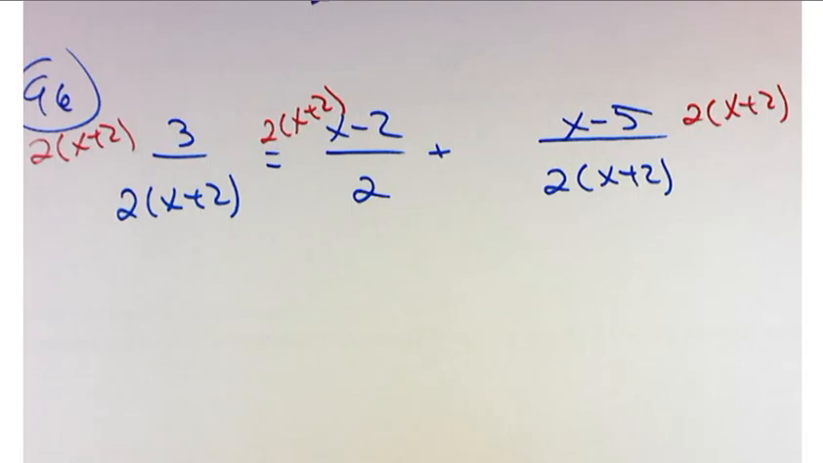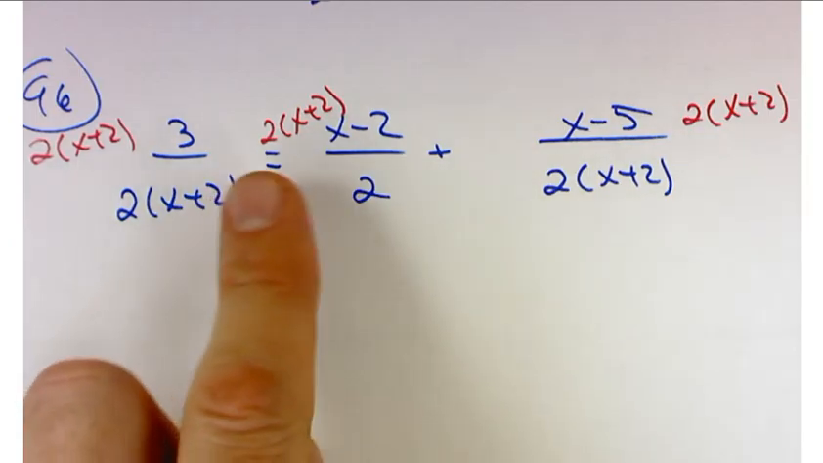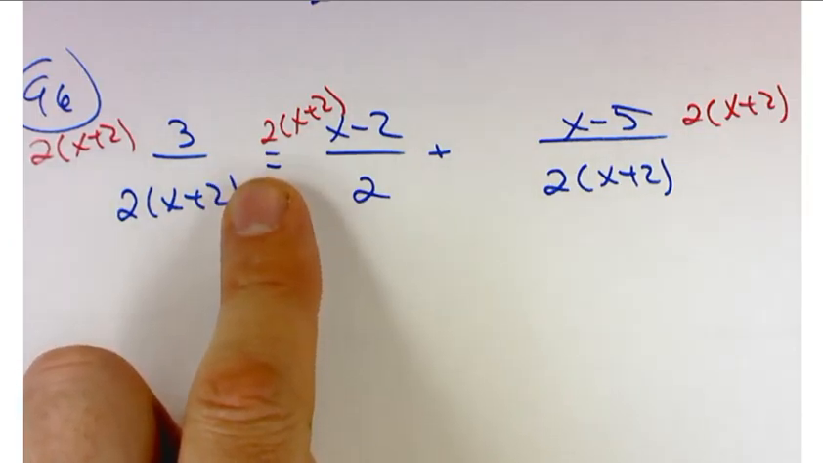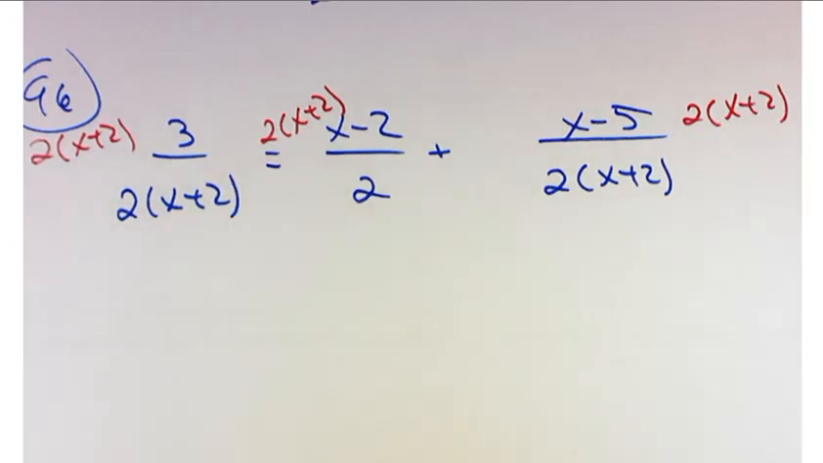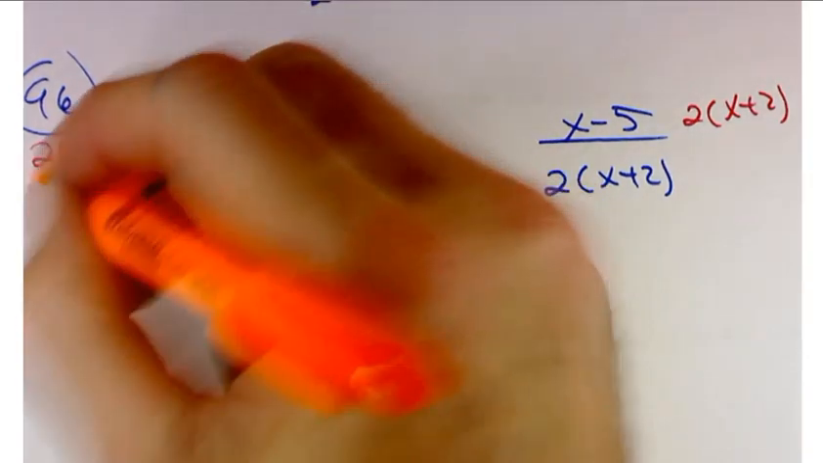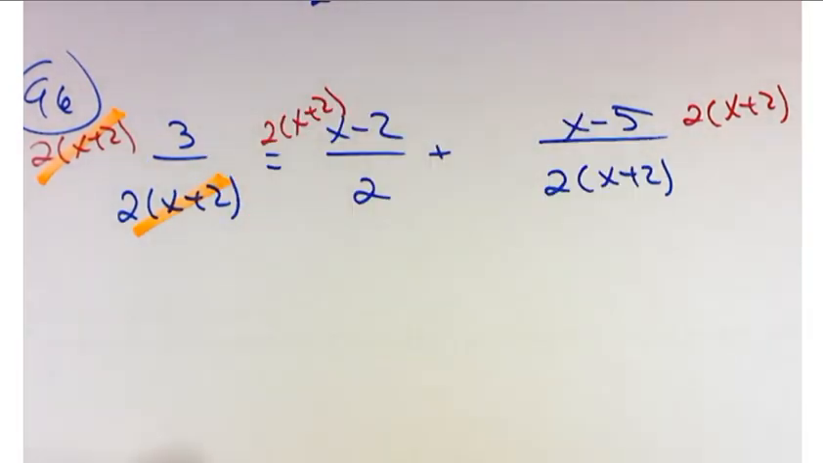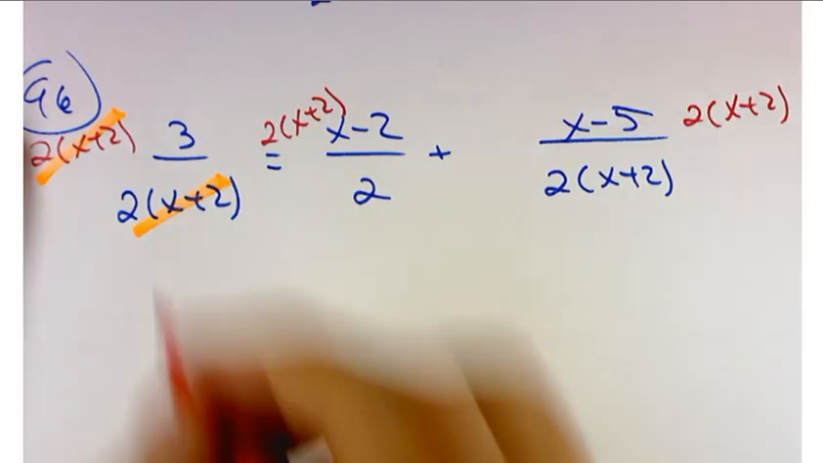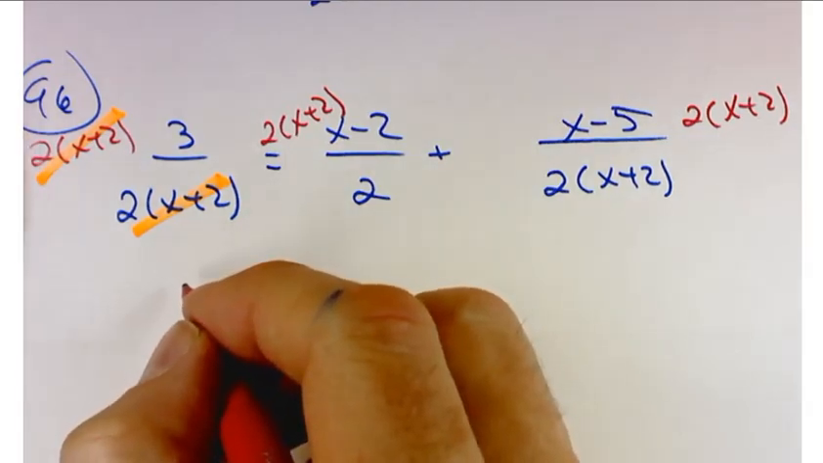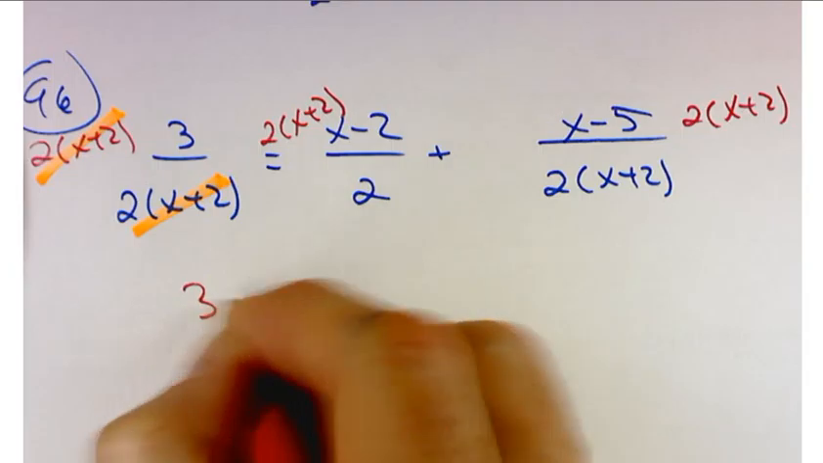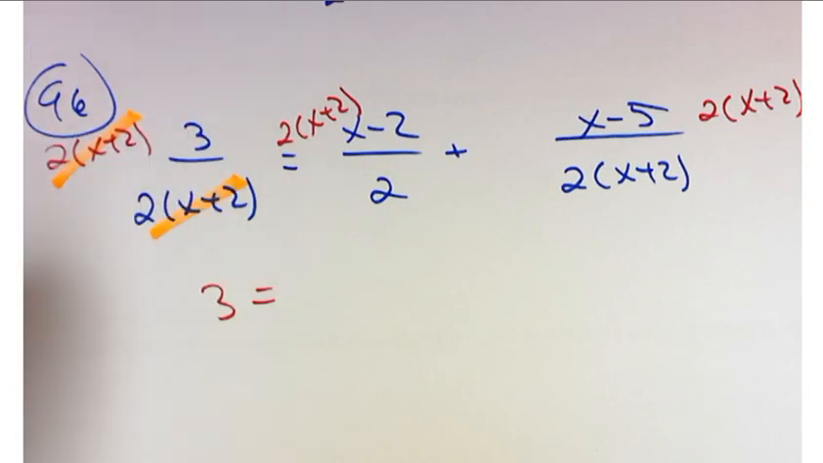I can do that because this is an equation. I don't have to get common denominators and add like expressions. I can just get rid of the denominators altogether. On the left-hand side, the 2 times x plus 2 terms cancel. What's left? Just the 3 from the numerator.